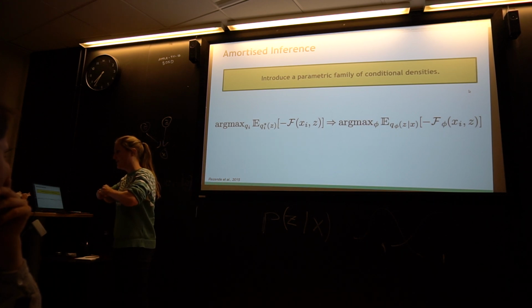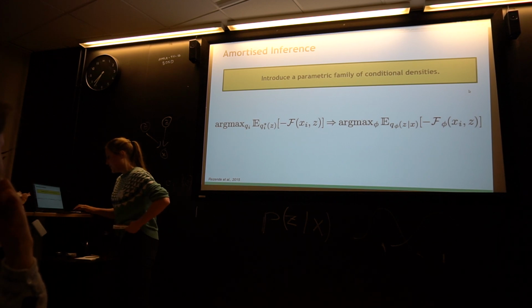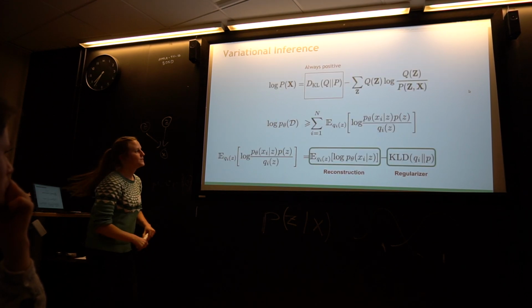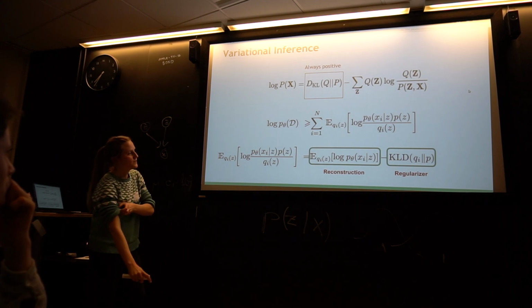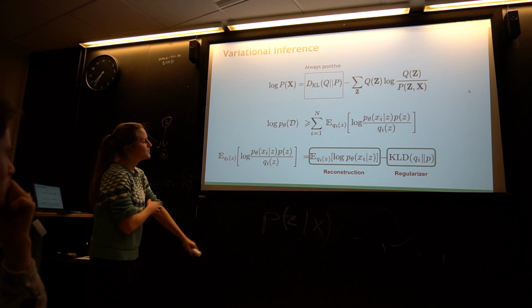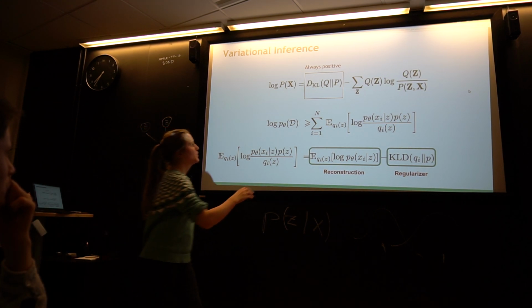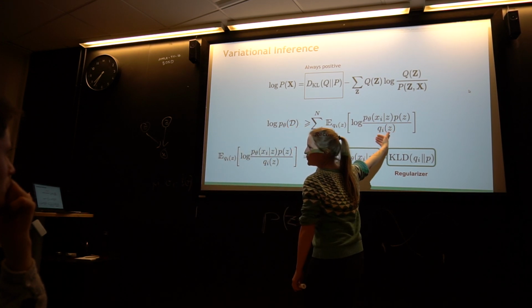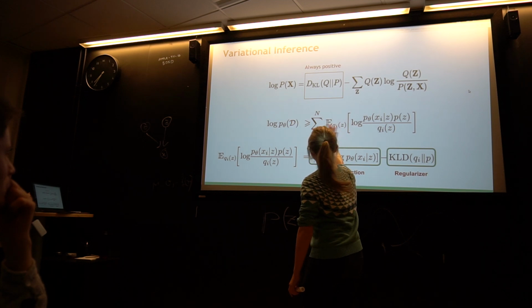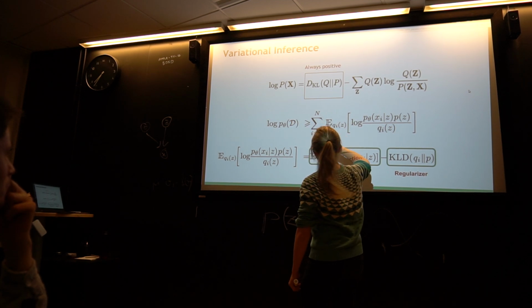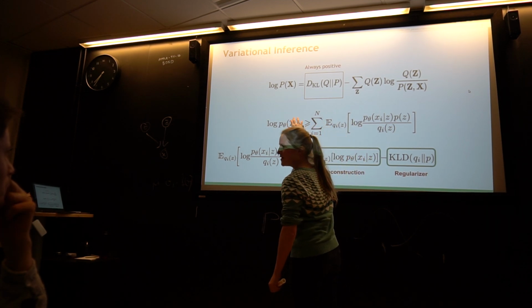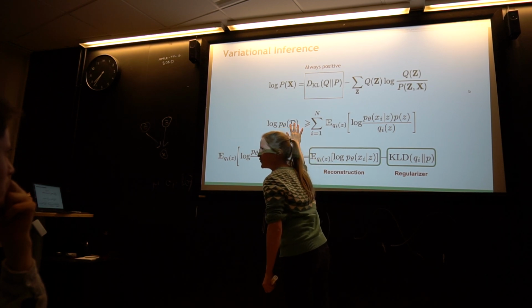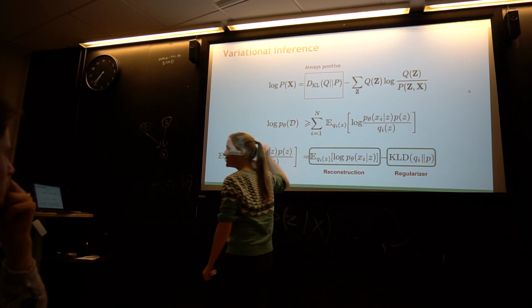Yes? Could you just go back a slide so that it's clear? So in the second equation, we have this inequality. What do we use this inequality for? Well, we want to get as close to this one as possible. So we just try to push this up as high as possible while optimizing. So then the model gets as close to the real log likelihood as possible.